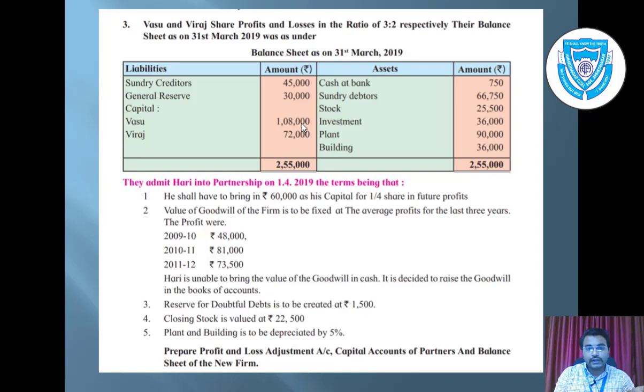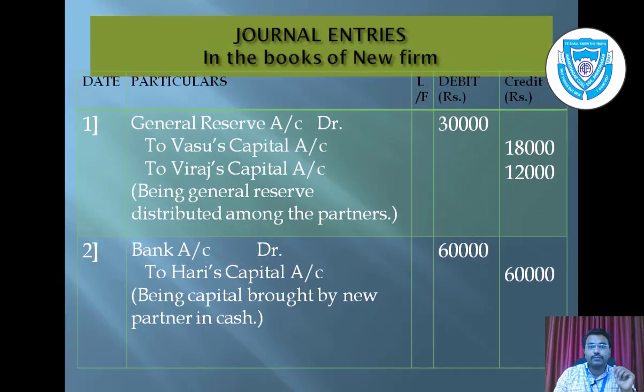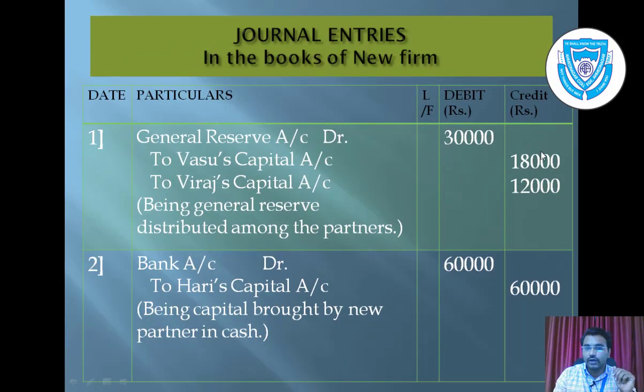6 threes are 18. So the general reserve that we are going to give to the first partner will be 18,000. To the second partner, Viraj, how much will go? 6 twos are 12,000, because we made 5 parts of this 30,000. Per share of profit, the general reserve is 6,000. 6 into 3, 18,000. 6 into 2, 12,000. This is a general entry, you know it, you have studied it in yesterday's lecture. Now see the next step.